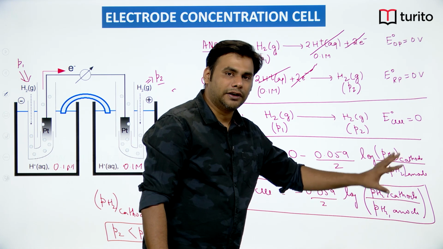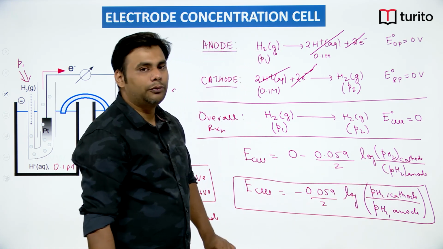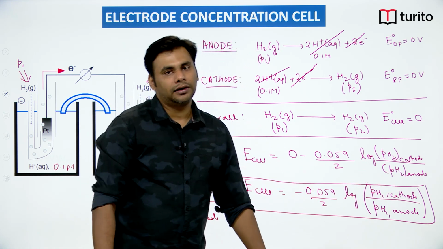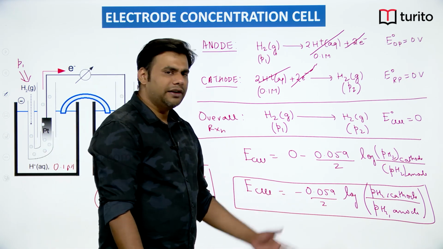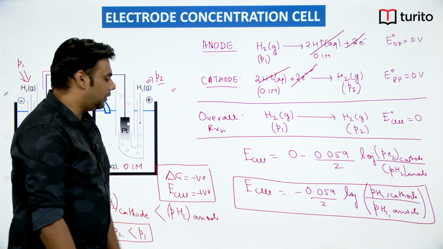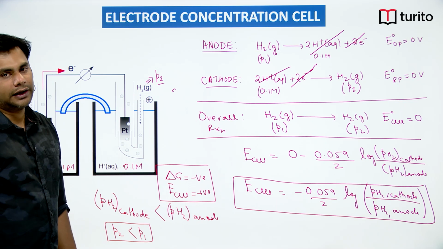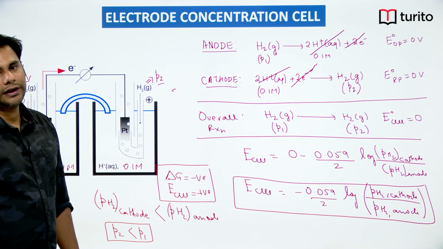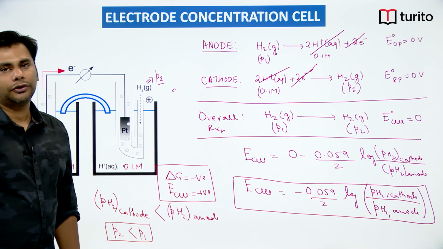So P2 by P1, if it is less than 1, the log of that would be negative, and the negative sign will give us a positive. So E cell would be positive and delta G would become negative. So this cell would be spontaneous. You can get a direct question on this.